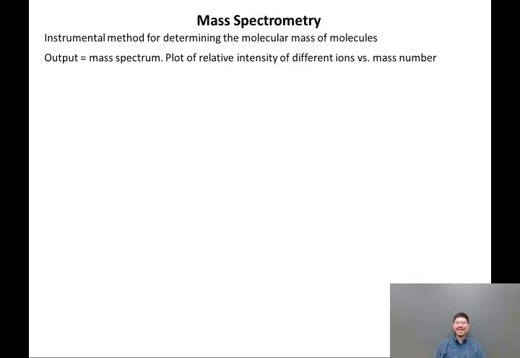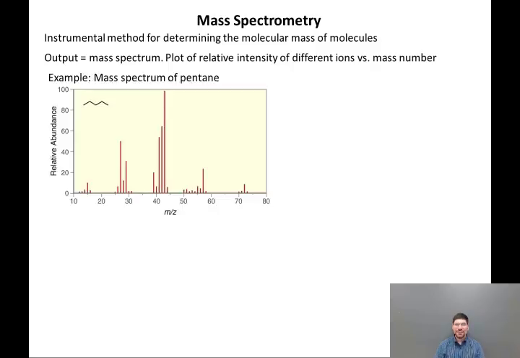Mass spectrometry is an instrumental method for determining the molecular mass of molecules. Knowing the mass of a particular molecule would be a pretty important piece of information when trying to deduce its structure. So the output of a mass spec experiment is what we call a mass spectrum, which is a plot of the relative intensity of different ions versus mass number.